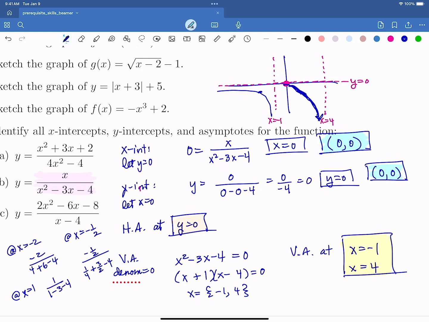So 1/4 and 6 is 7/4. 7/4 minus 16/4, negative, negative, positive. Oh, so I think it does this. I'm going in a hurry, so hopefully I didn't make a mistake. I think it does that. And then when x is 5, 5 over 25 minus 15 minus 4, that's positive. So the graph is up here like that. Pretty sure that's what that graph looks like.